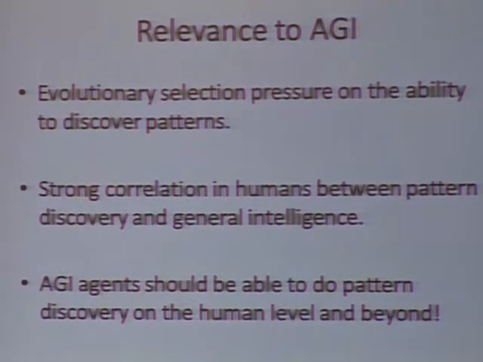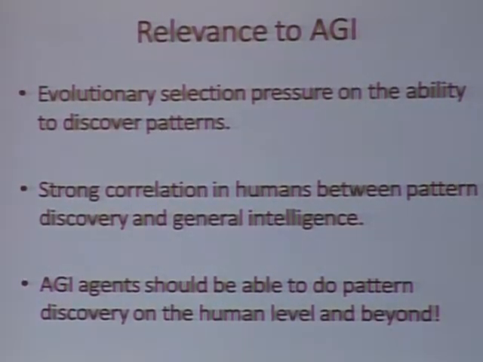And why is this relevant to AGI? Well, because there's huge evolution pressure on the ability to discover patterns to begin with. And there is also a strong correlation between pattern discovery and general intelligence. So it's reasonable to require that AGI agents should be able to do pattern recognition, pattern discovery as well, on the human level and beyond.